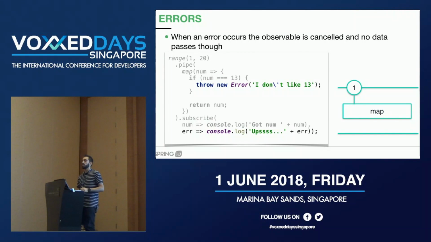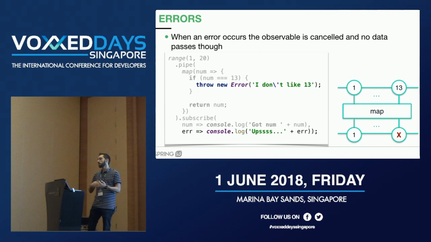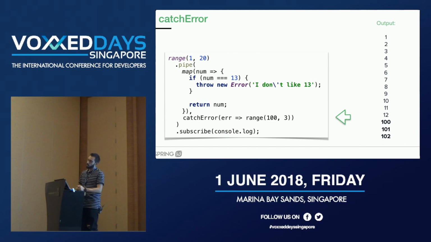So now, if we add the callback, so this is basically what we have down there, apart from the next callback. When we have 13, we're going to delegate to that callback. So now we're going to have 1, 2, 3, 4, 5, 6, 7 until 13. So when we get 13, as we see here, the map will throw an error, and the observable is cancelled, and we're going to have the error callback executed. So what if we want to do something before reaching the callback? We have another operator called catch error, right?